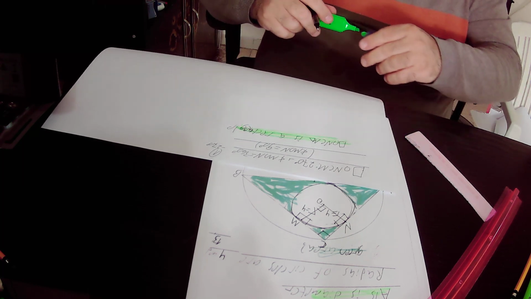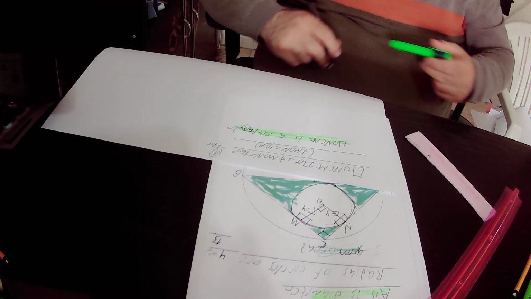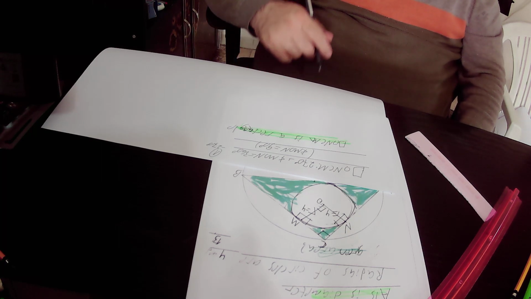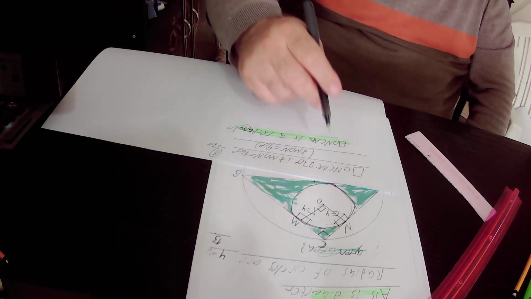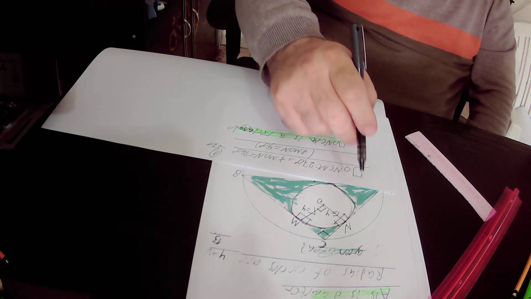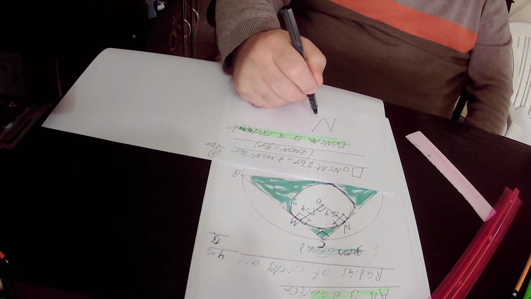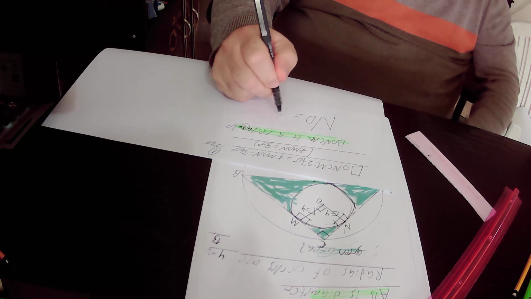And we also know that the opposite sides of a rectangle are equal to each other. That is to say, the opposite sides of rectangle NOCM are equal to each other. That is to say, NO equals CM.